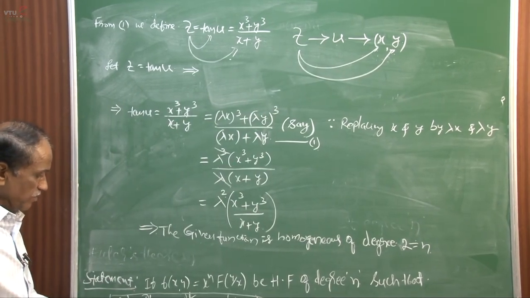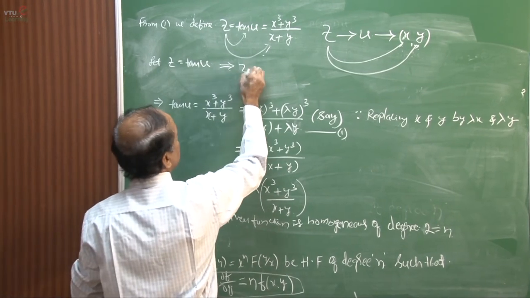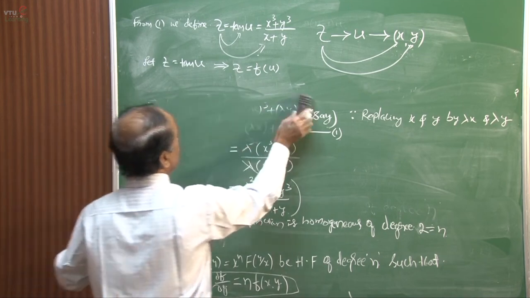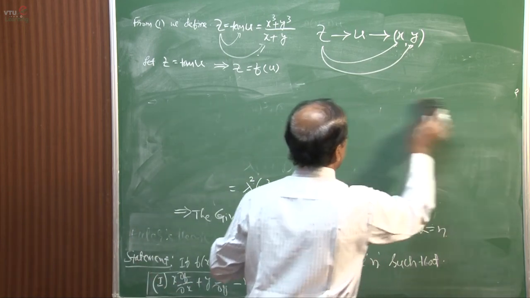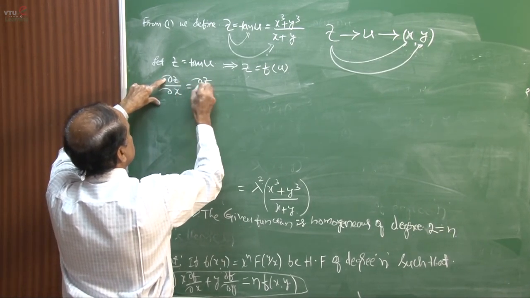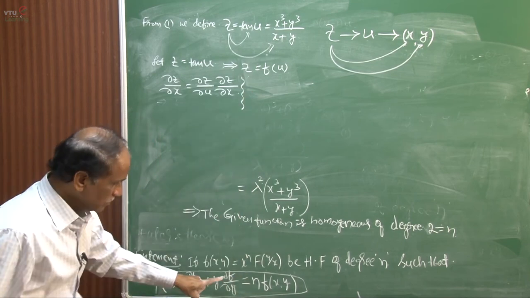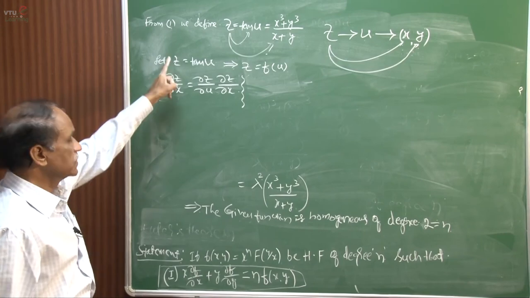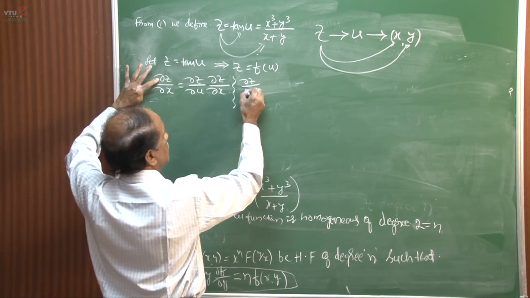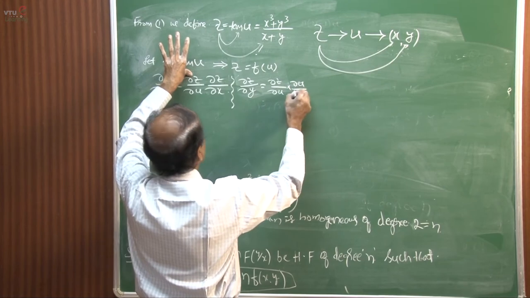In place of f, I have the dependent variable as z. Then z is our dependent variable, means z is a function of u. We take first order derivatives: del z by del x is equal to del z by del u into del u by del x. And another one is del z by del y. In place of f we have z. In terms of z, this is with respect to x first and this is with respect to y. Del z by del y is equal to del z by del u into del u by del y.